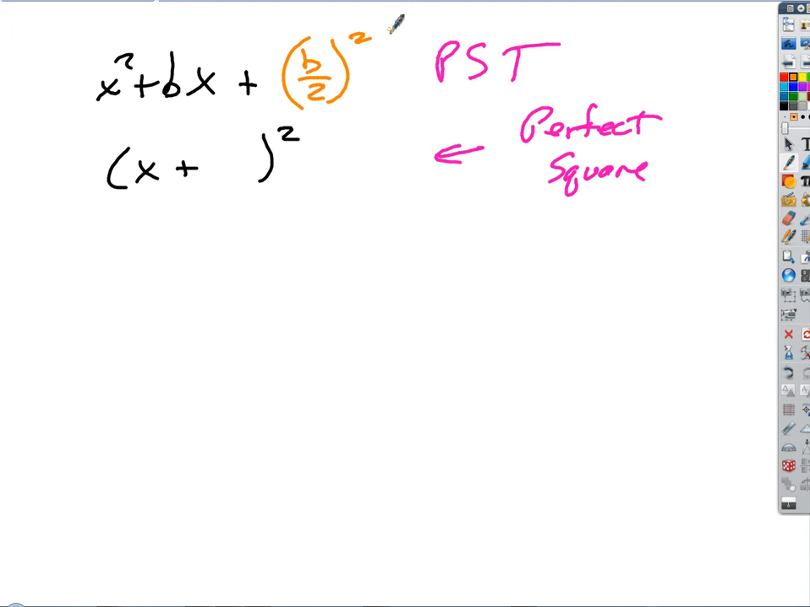And if we do that, if we add that term to the first two and create this perfect square trinomial, what is it going to factor into? The quantity what squared? Yeah, that's it. x plus whatever that number is, quantity squared. Okay, it always follows that pattern. Okay, so let's use that.